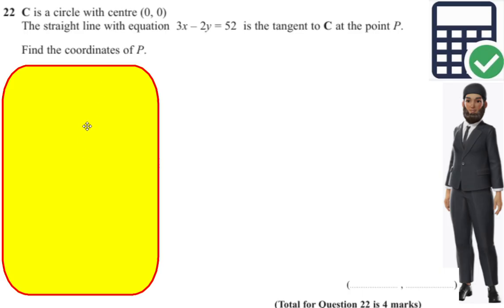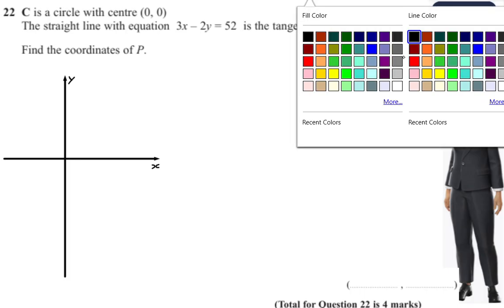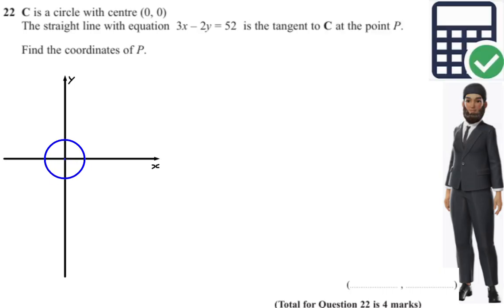Now, what we need to do is draw this circle with a centre of 0, 0. Thereafter, we need to establish what this line looks like. So let's have a look at this.